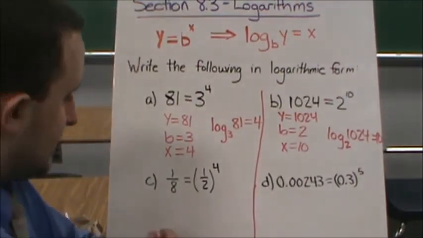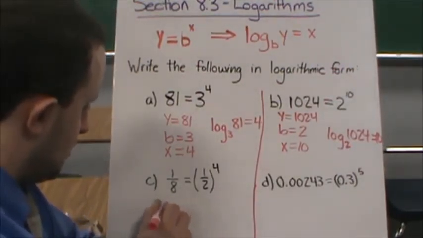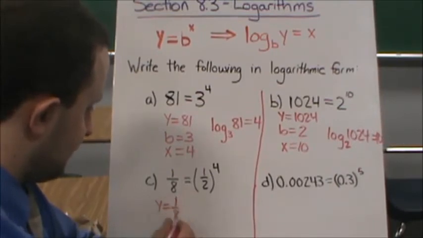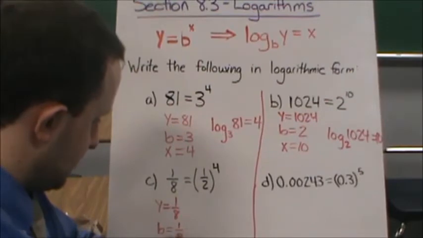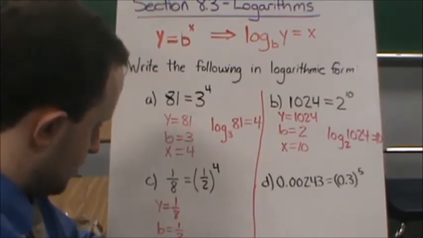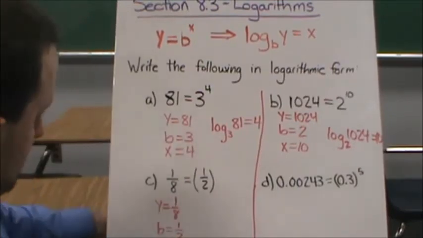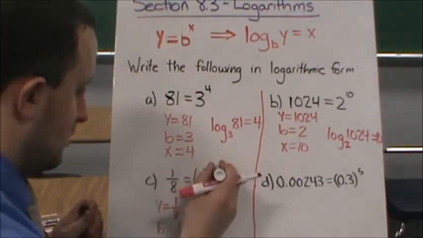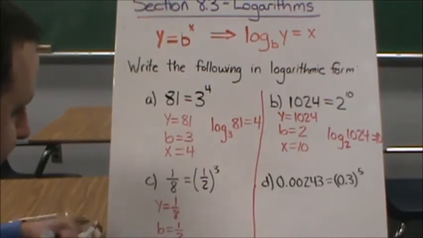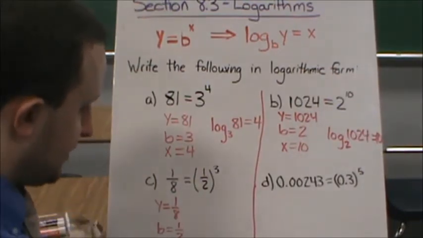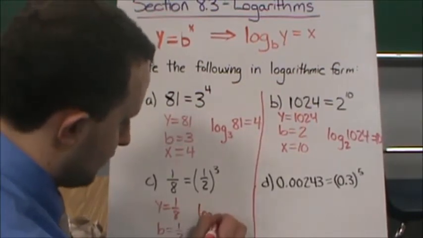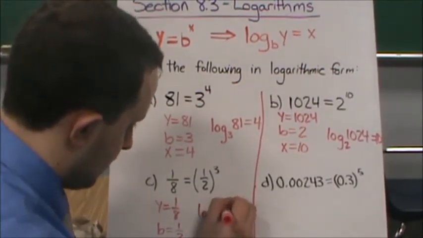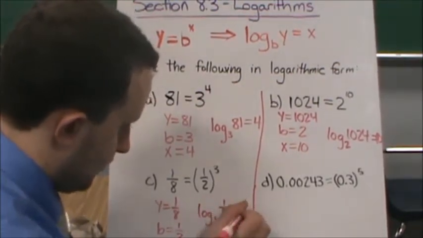If we move on to C, our y value is 1/8. Our b value is 1/2. And our x value should be 3. So then we could write in logarithmic form quite easily. We have log base 1/2 of 1/8 is equal to 3.